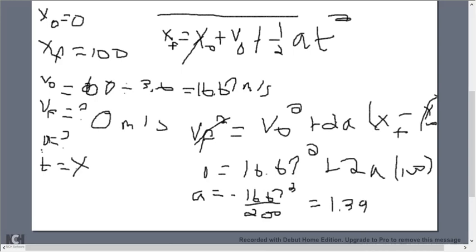And it should be what? Negative, which makes sense because it's slowing down. Negative. Got it. Let's bounce back over here, close this out.